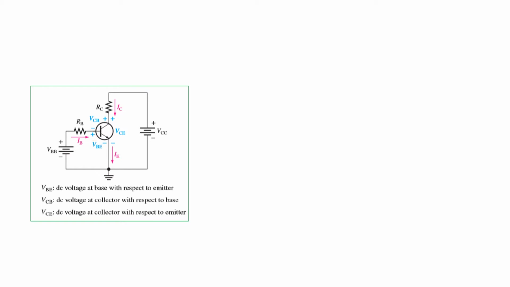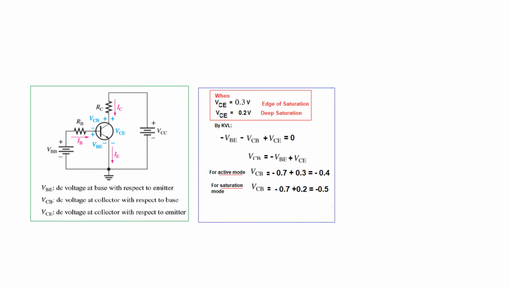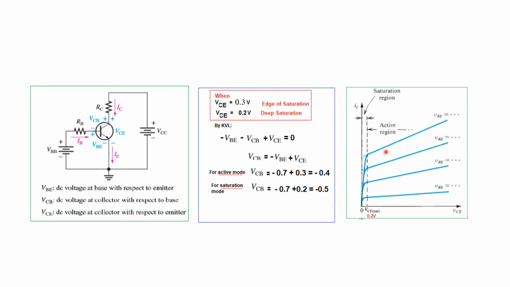And the three currents, the base current, the emitter current and the collector current. Also, an important point that we have to remember is the value of VCE. If the value of VCE is 0.3 volt or more, then we call the transistor to be in the active mode. This is the region for active mode. This is VCE. So if it is greater than 0.2 or let's say 0.3, then we are sure that this is in the active region.